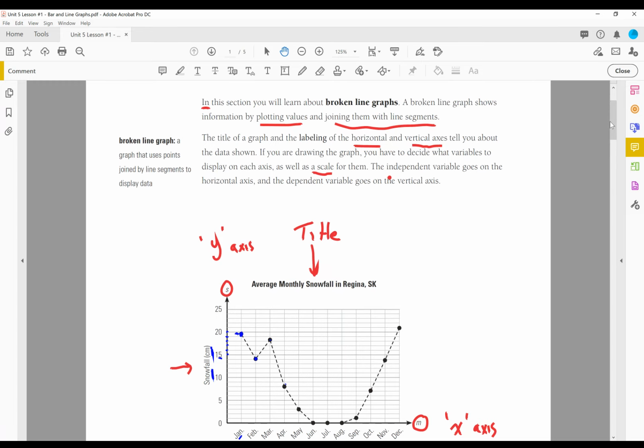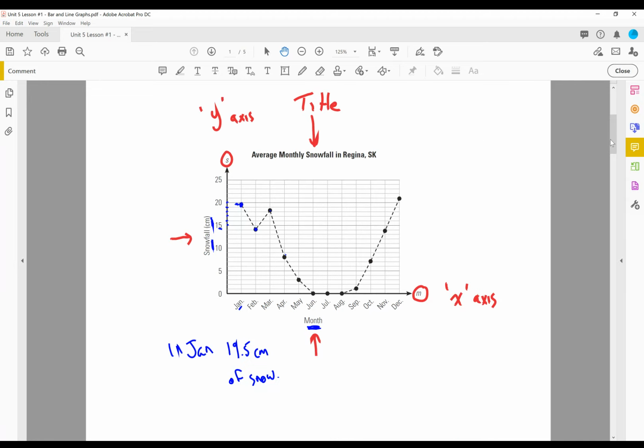So the horizontal and vertical axes, which variables go on. So you have to pick the variables. You pick the S or you pick the M. And then you also have to pick the scale. And so depending on what your data is, the scale that they've chosen goes from 0 to 5 to 10 to 15 to 20 to 25. But each dash is 1 centimeter. And they've drawn the graph to be able to show you 1 centimeter at a time.